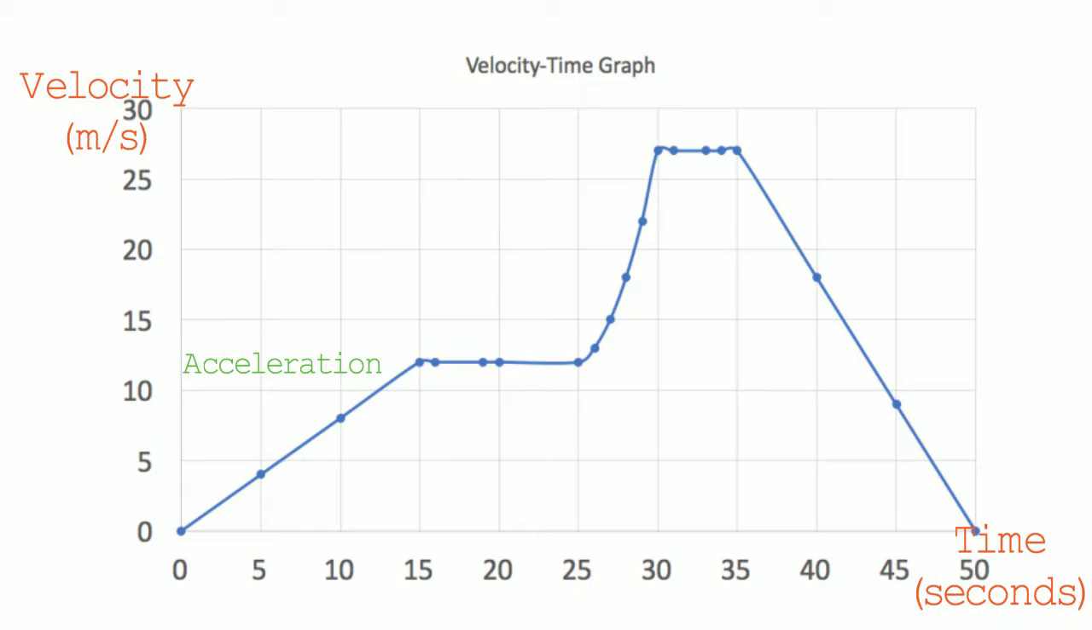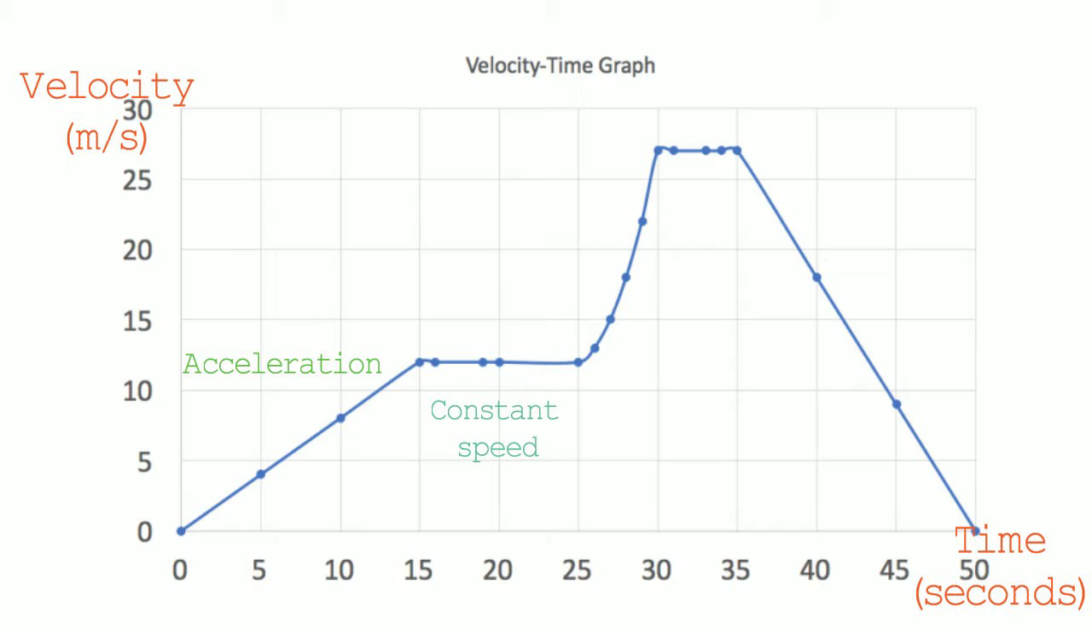The next period is between 15 and 25 seconds. Between this period, the line is flat. It has a gradient of 0. This means that the object is travelling at a constant speed, and the speed that it's travelling at is 12 meters per second.